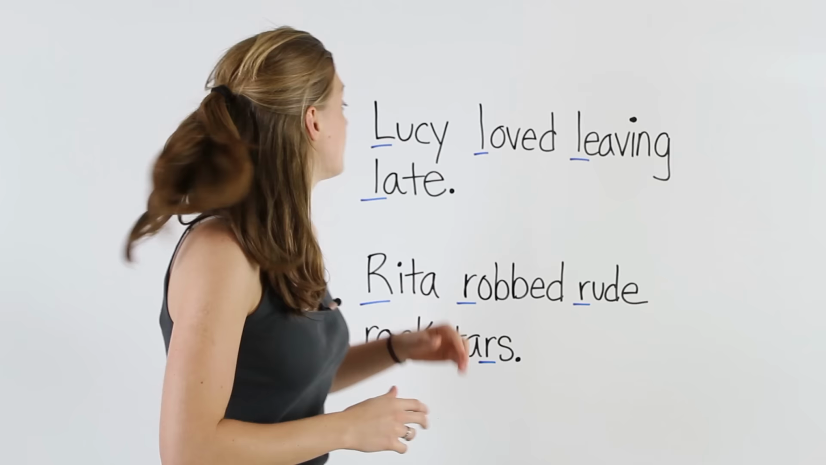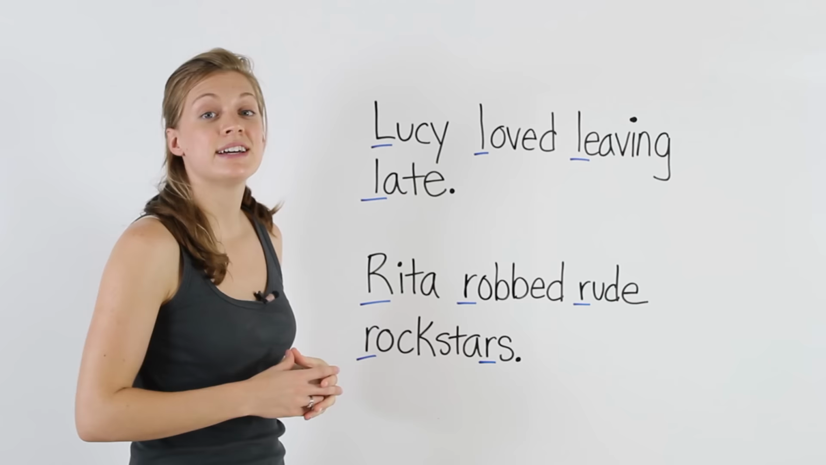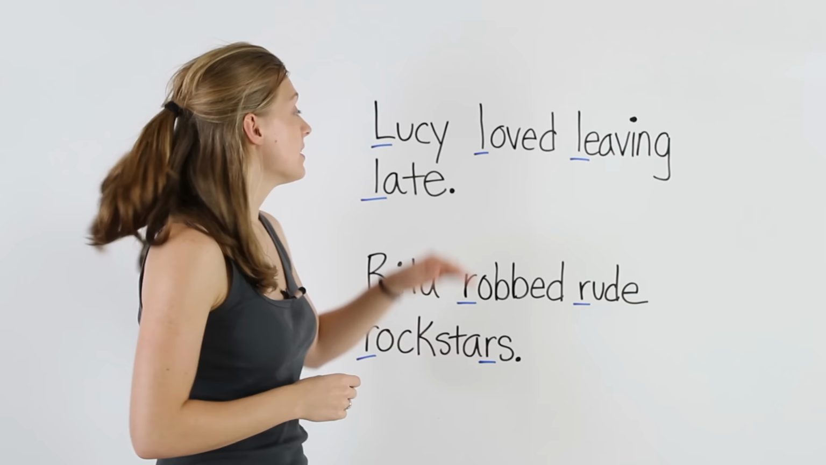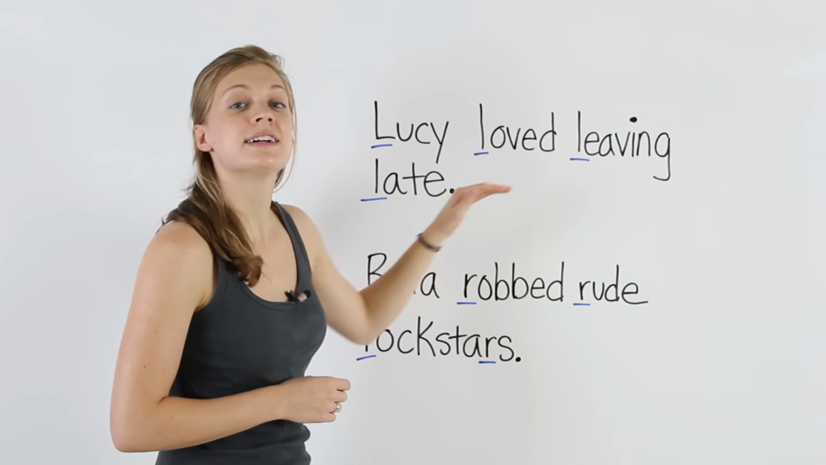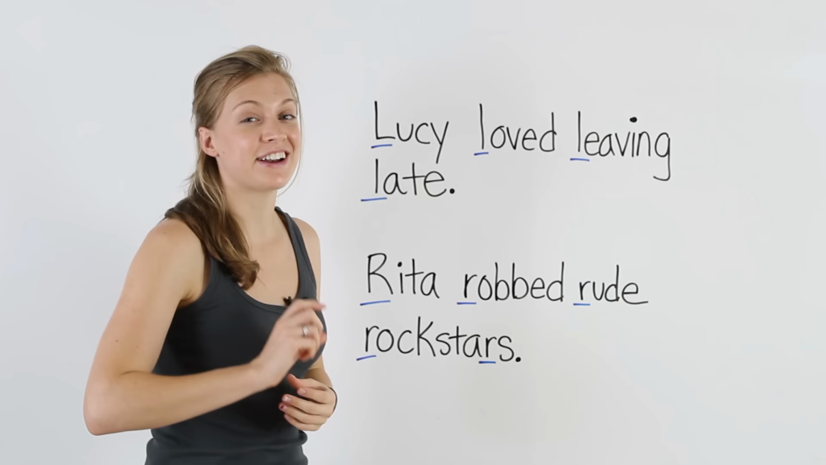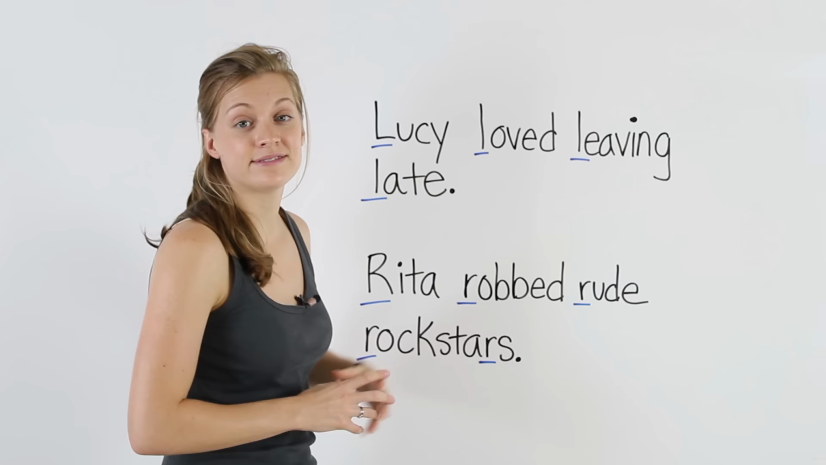First, we have the L sound, L. Lucy loved leaving late. Now repeat after me, but a little bit slower. Lucy, loved, leaving, late. Now one more time, but a little bit faster and all together. Lucy loved leaving late. Now you try.